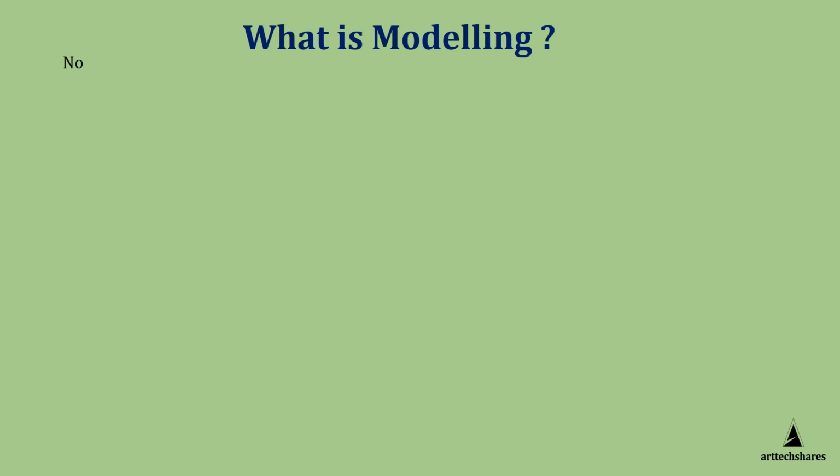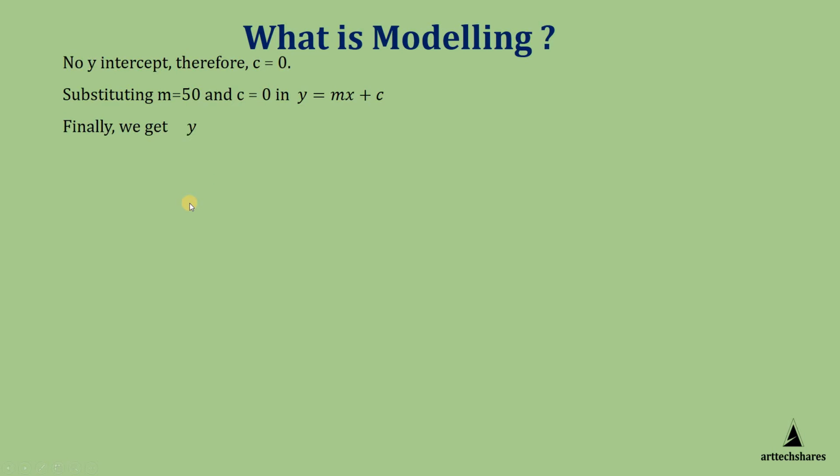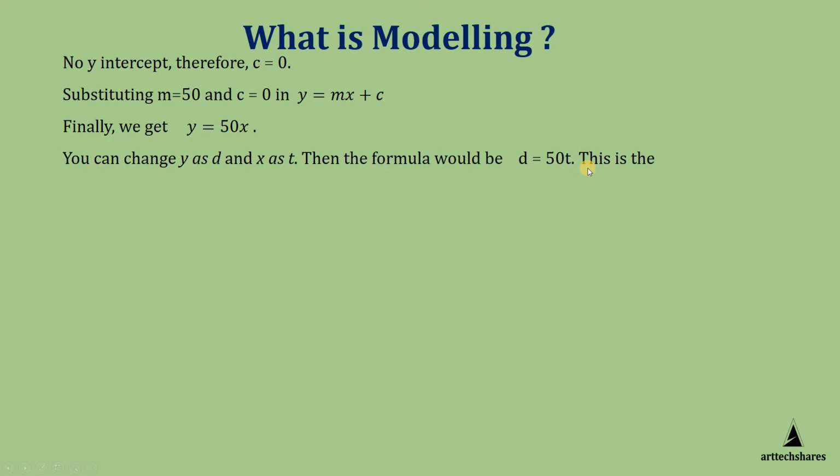So there is no y-intercept, therefore c is equal to 0. Substituting m is equal to 50 and c is equal to 0 in y is equal to mx plus c, finally we get y is equal to 50x. So you can change y to d and x to t. Then the formula would be d is equal to 50t. Do you remember this? Yes, of course, this is the similar formula we got in the first section.